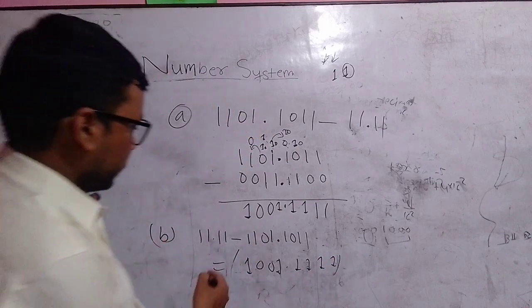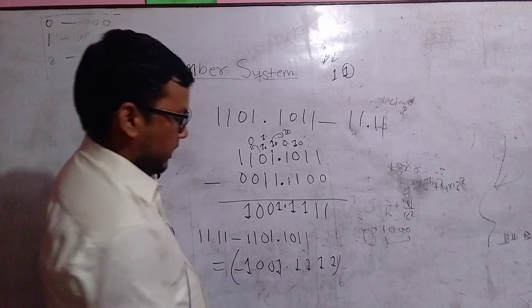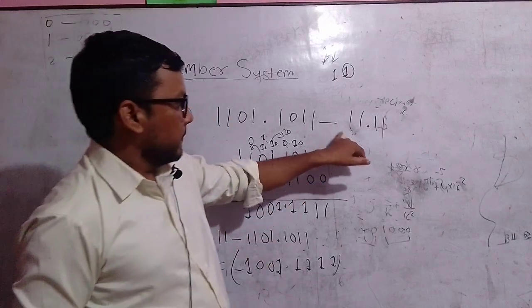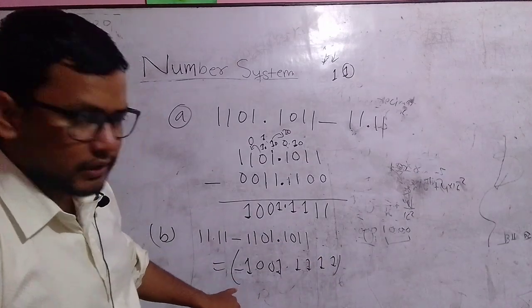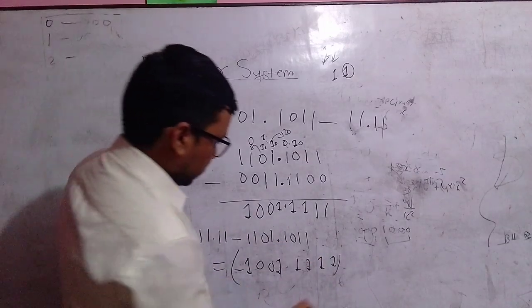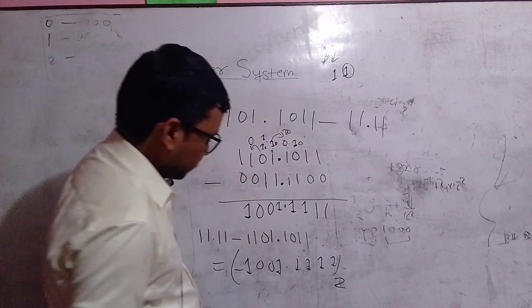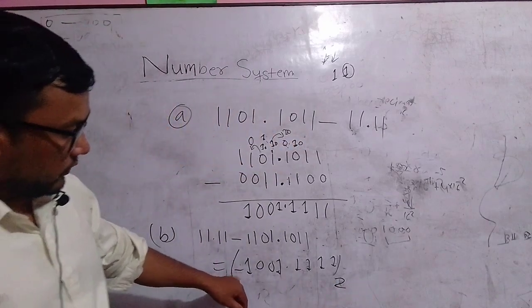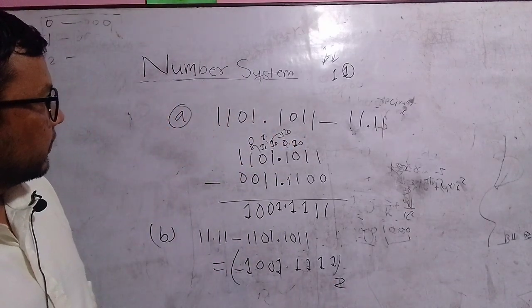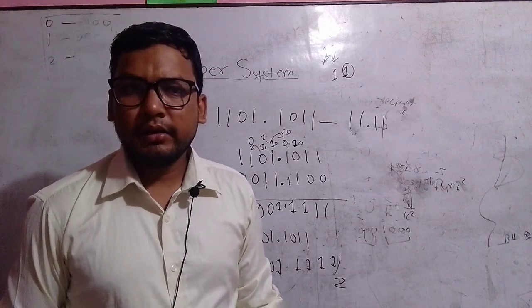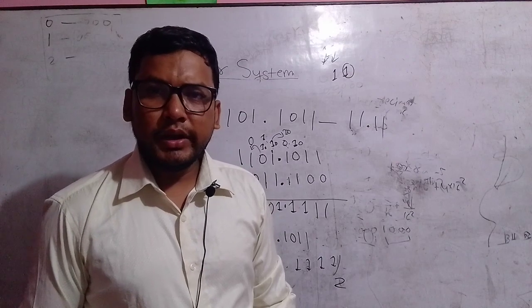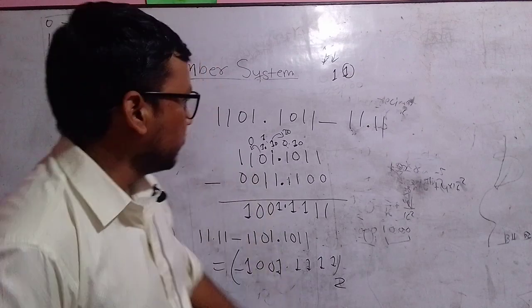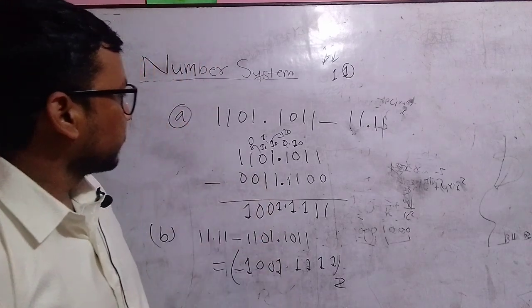except we need to append a minus sign because we are subtracting a big number from a small number, so we need to put a minus sign before this result. Now this is the final result. In this way we can perform the subtraction of any binary numbers.